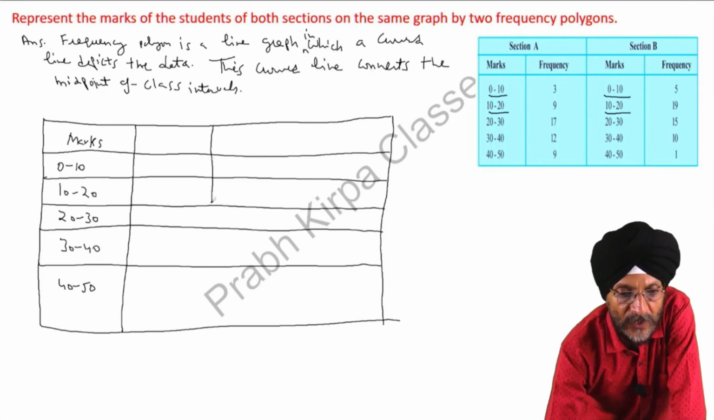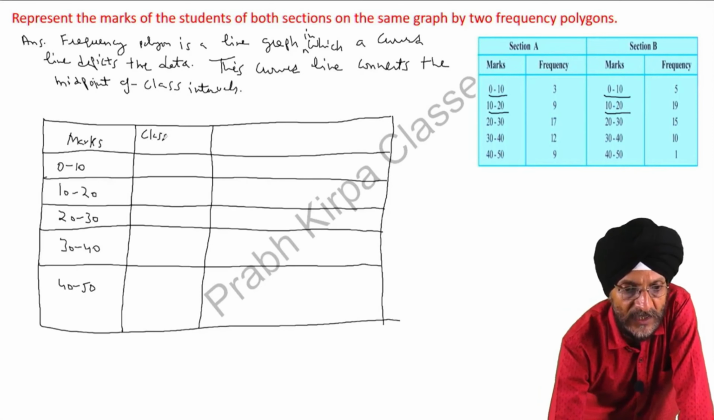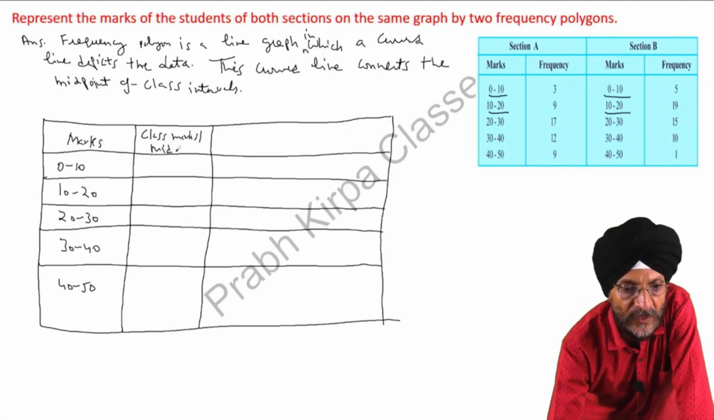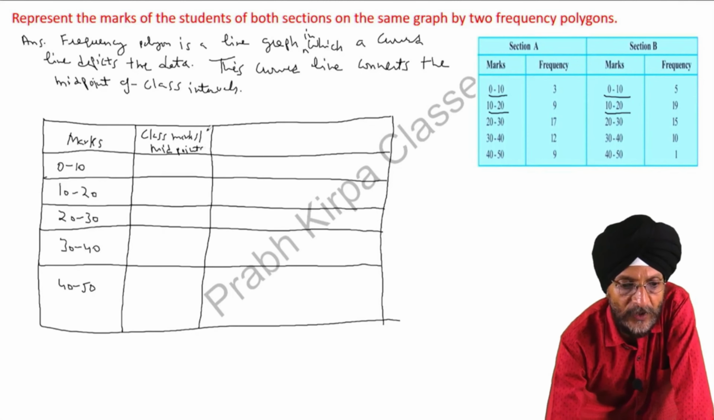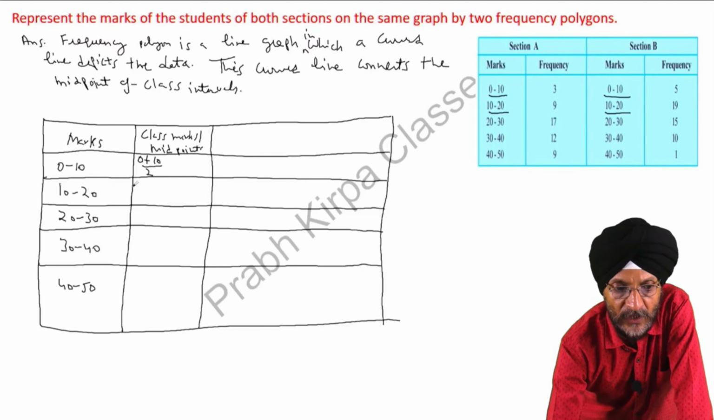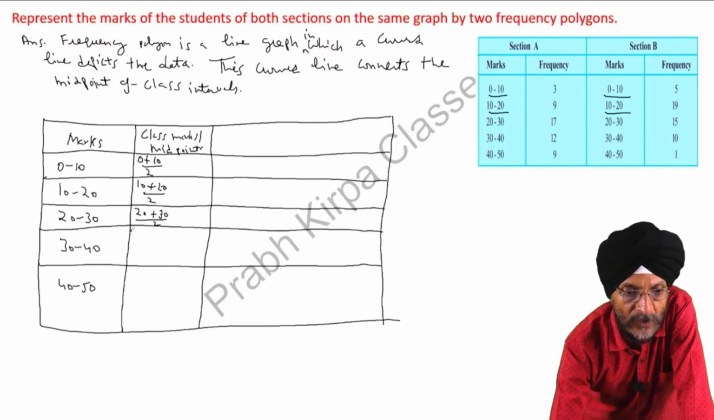So here we will calculate the midpoint, or it is also known as class marks. How the midpoint is calculated? We will total the lower class limit and the upper class limit and divide it by 2. Lower class limit plus upper class limit divided by 2. In the same way this.